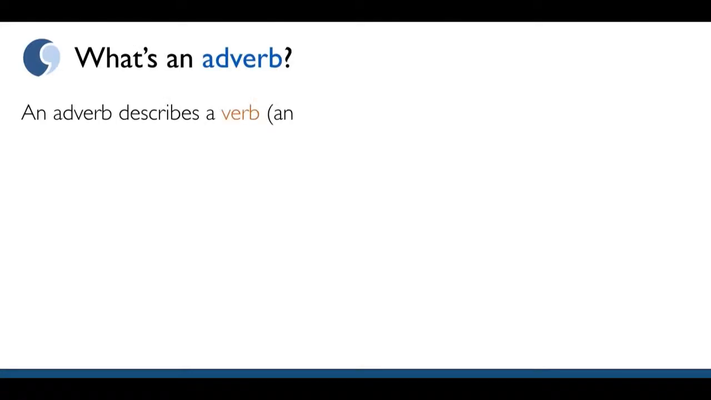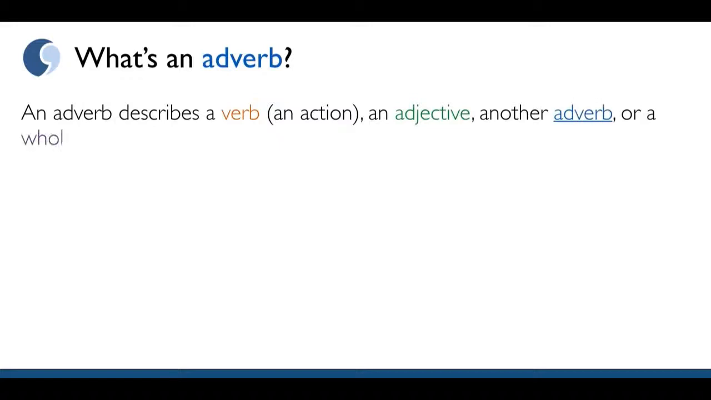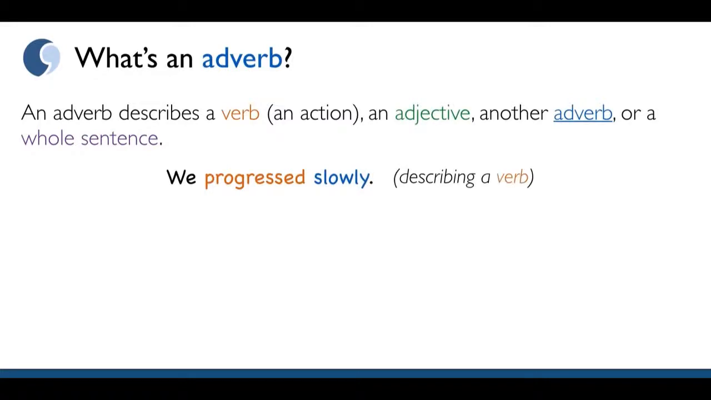Right, let's look at adverbs. What's an adverb? An adverb describes a verb, an action verb, or an adjective, or another adverb, or even a whole sentence. For example, we progressed slowly. Slowly describes progressed.